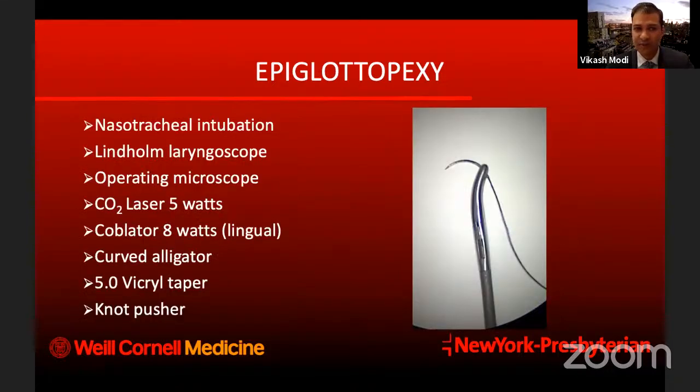We'll do a nasotracheal intubation. These are the instruments we use. If they have lingual tonsils, which are in the older kids, I'll use a Coblator wand to remove the lingual tonsils.